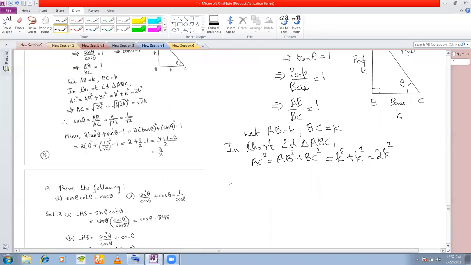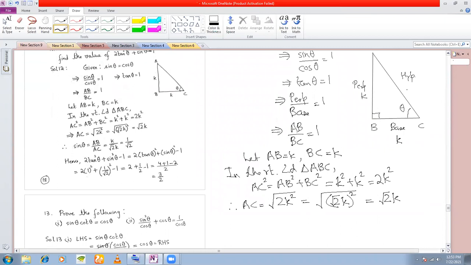Therefore, what is AC? AC is square root of 2K square, which you can write as root 2 K whole square, right? So now you have a square within a radical. So you can simply write this as root 2 K. Okay, so this is root 2 K. Fine. We've got all the sides.